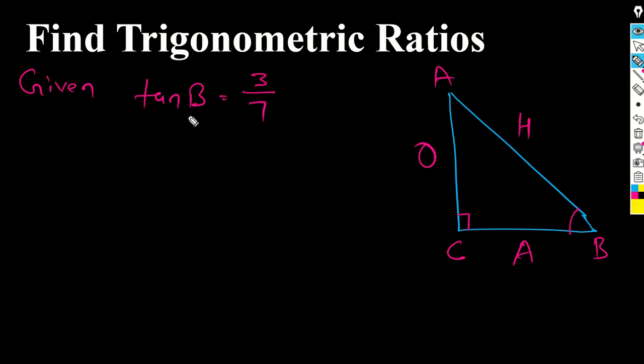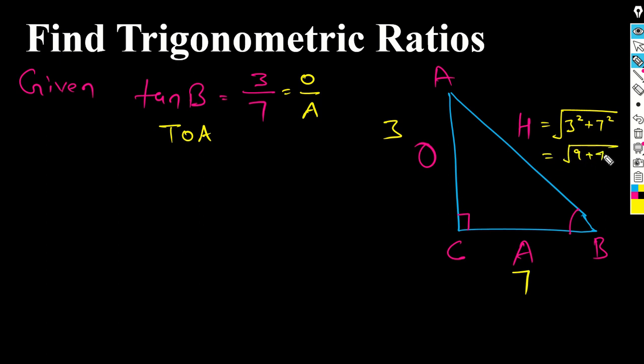So for tan, TOA, right? This is opposite over adjacent. Opposite is 3, adjacent is 7. So hypotenuse will be how much? Square root of 3 square plus 7 square using the Pythagorean theorem, and that will be 9 plus 49. This will give you square root of 58.